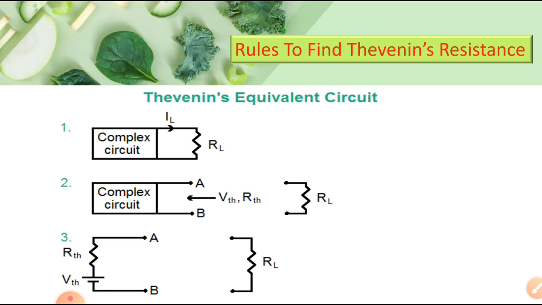Now the load is like a consumer who has so many problems and requires some guidance, some mentor. Your mother and father become the mentors, the gurus. They are going to give some solution to the other. Now the load, the person RL, is ready to be connected across the AB terminals. That is the third step.